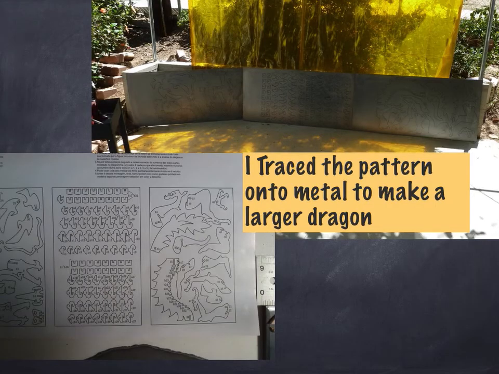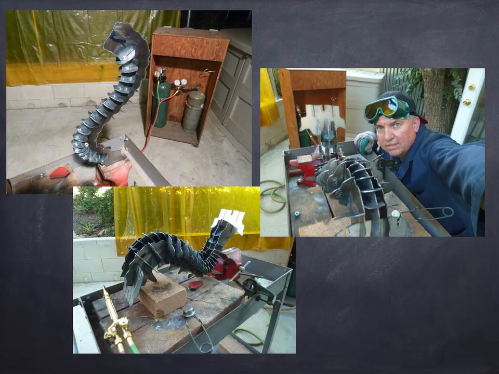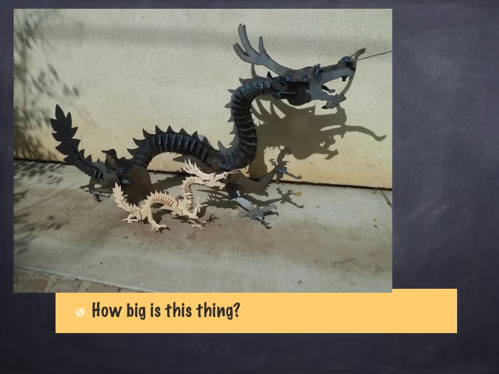So what I did was I traced the metal to make the larger dragon, and the pattern was cut out with a plasma cutter, and then I welded it together. There's a photo of me playing around with it. And how big is this thing?